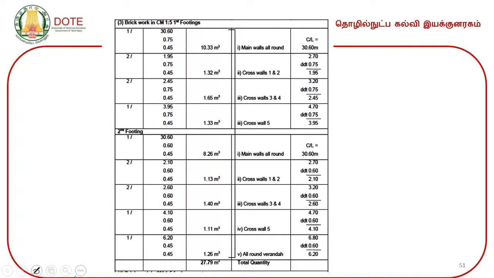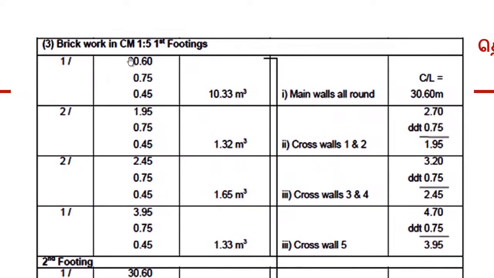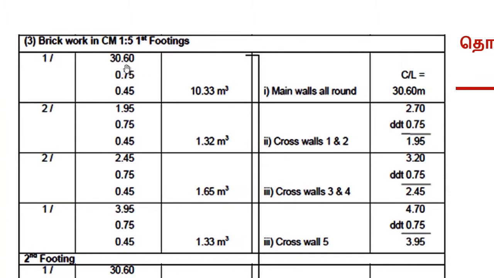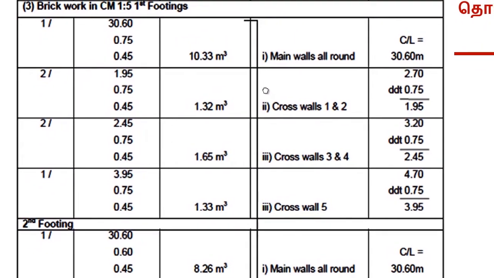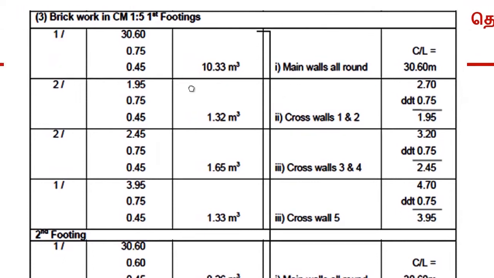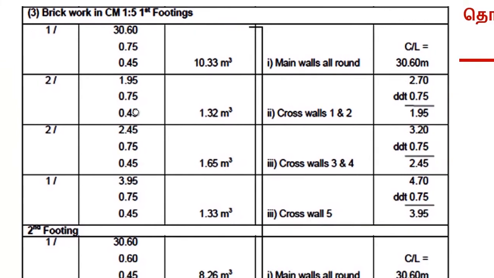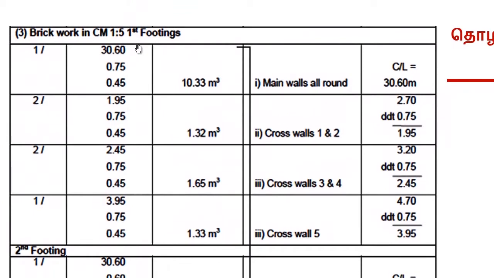Brickwork in cement mortar 1:5 first footing. Here also we calculate the same way as we already calculated the earthwork excavation and cement concrete. There are 2 footings available. First we are calculating the first footing, main wall all around.